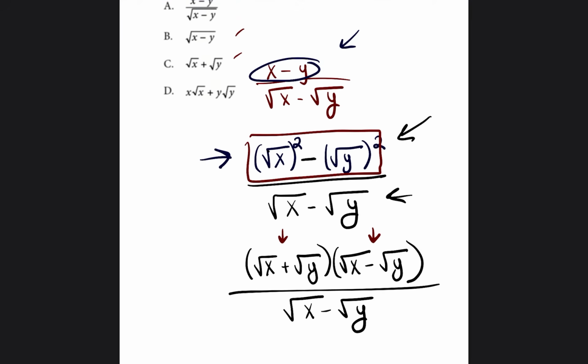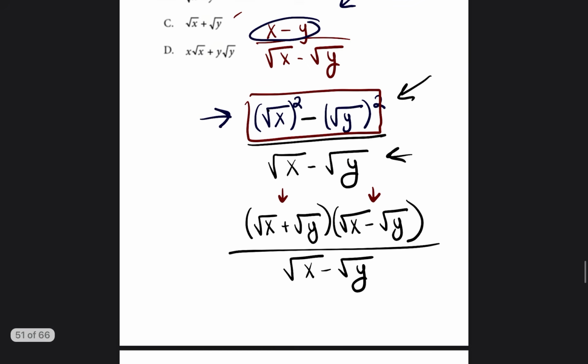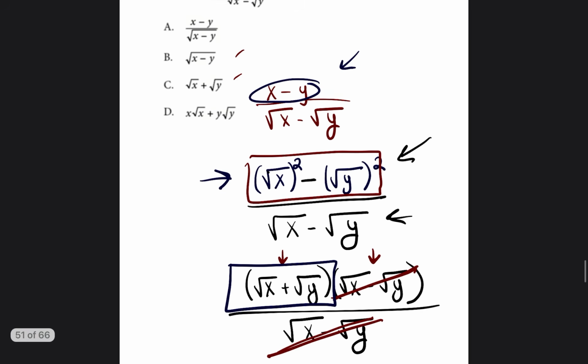So now we actually can simplify. We can eliminate this and this, because they're the same thing, you can cross them out. So you'd only be left with the square root of x plus the square root of y, and so the answer is going to be C.